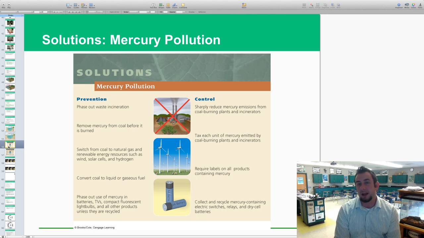The control, though, if we're not going to do any of those preventive measures, is to sharply reduce mercury emissions from coal-burning plants by putting better filtration systems on them, and taxing each unit of mercury emitted by coal-burning plants, so at least they're paying more. That might help reduce the amount they're burning, or force them to filter it out. Require labels on all products containing mercury, which most of them do now, and recycle mercury-containing electric switches, relays, and dry cell batteries. And I think all of the old types of thermometers are gone now as well. I don't think they sell those anymore.